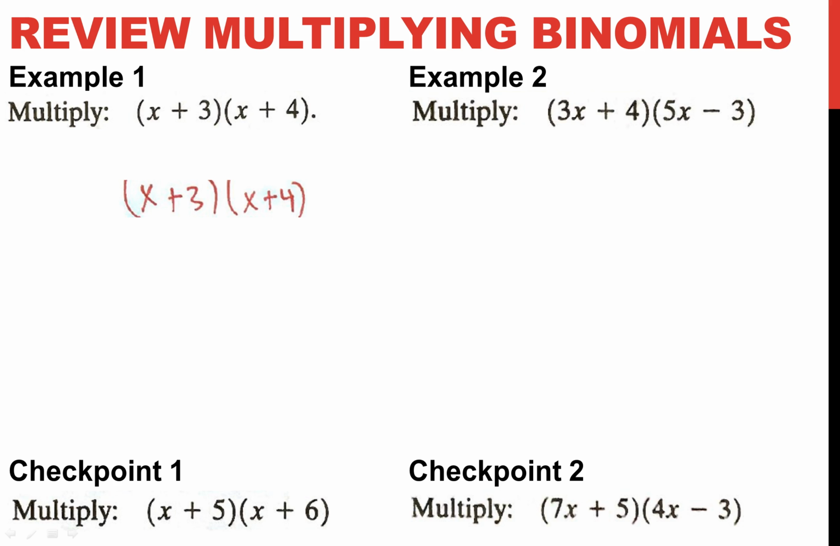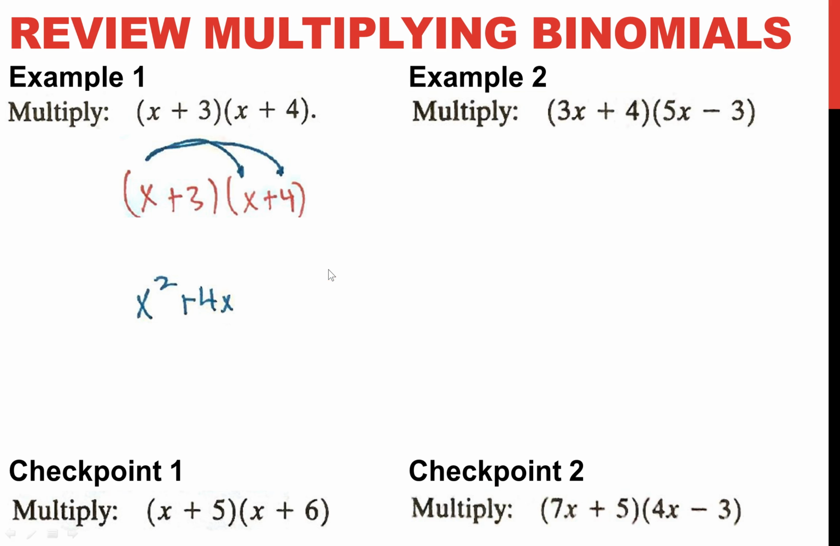So I use the seashell method. That's, I don't know, copyright pending me. I have no idea. But what I do is I take the first term in the first group and I multiply it times the first and second term of the second binomial. And so I have x times x and x times 4, and that of course is x squared and 4x. So x squared plus 4x.